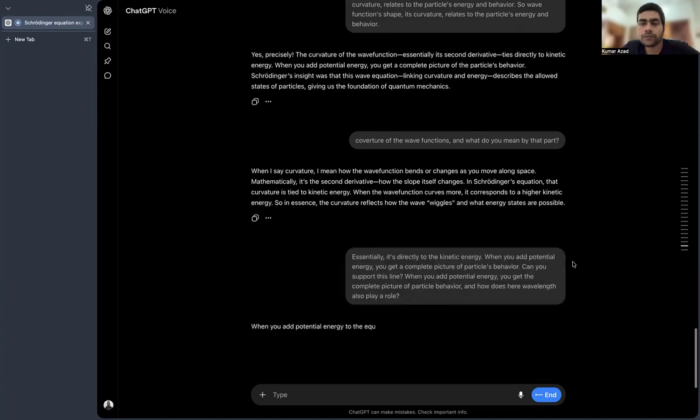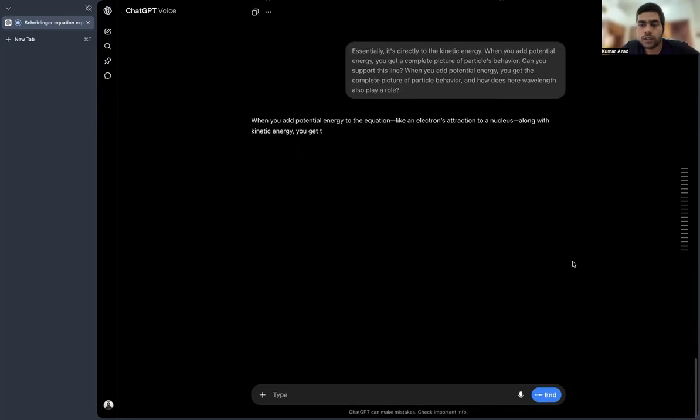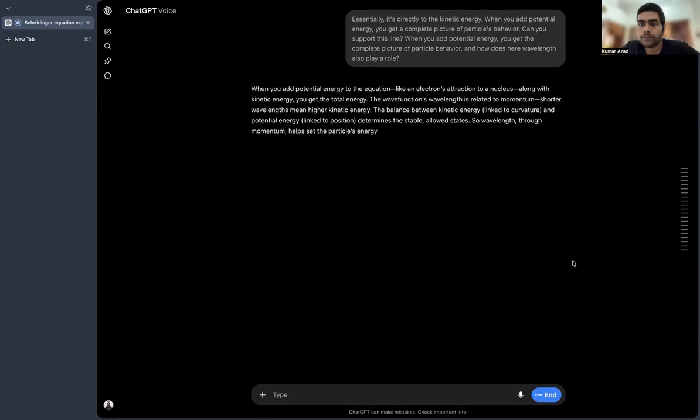When you add potential energy to the equation, like an electron's attraction to a nucleus, along with kinetic energy, you get the total energy. The wave function's wavelength is related to momentum. Shorter wavelengths mean higher kinetic energy. The balance between kinetic energy, linked to curvature, and potential energy, linked to position, determines the stable allowed states. So wavelength, through momentum, helps set the particle's energy, shaping the wave function's form and the particle's behavior.